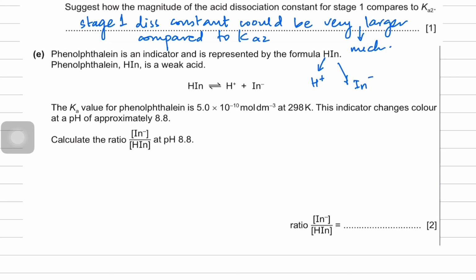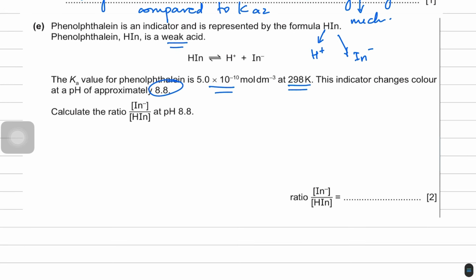Phenolphthalein is an indicator and is represented by the formula H-ion. H is the proton, ion is the entire conjugate base. It's a weak acid, right? The Ka value for phenolphthalein is given at 298 Kelvin. This indicator changes color at a pH of approximately 8.8. Calculate the ratio at pH 8.8.